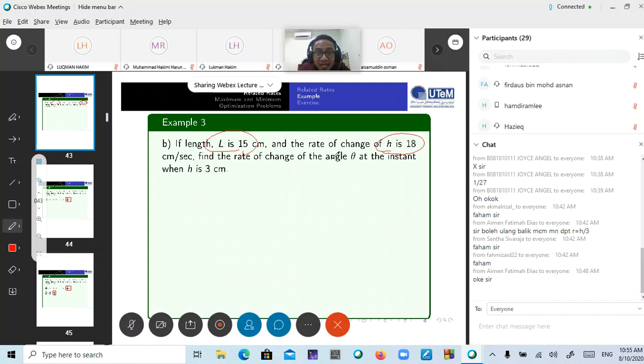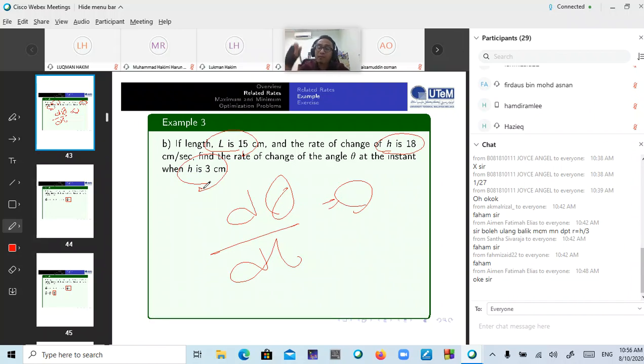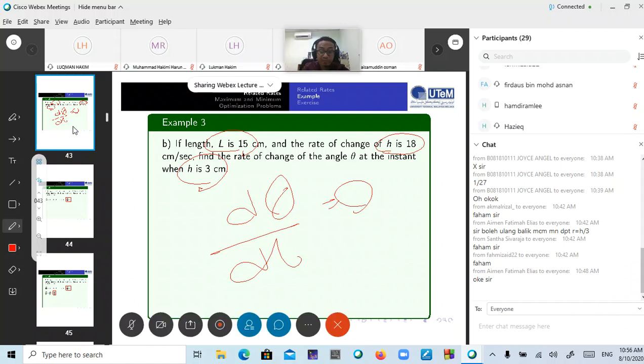Okay. Find the rate of change of the angle. So, you want to find dθ/dt. So, H is 3. Tengok, H is 3 ni you tak boleh substitute direct. Beza dengan L. Sebab H you cannot substitute direct here because H berubah with respect to time. Sometimes, some things that change related to time, you cannot substitute direct. Kalau L, you boleh substitute direct sebab L tak berubah.